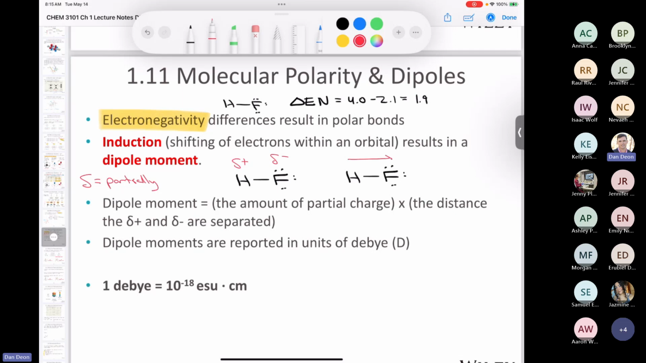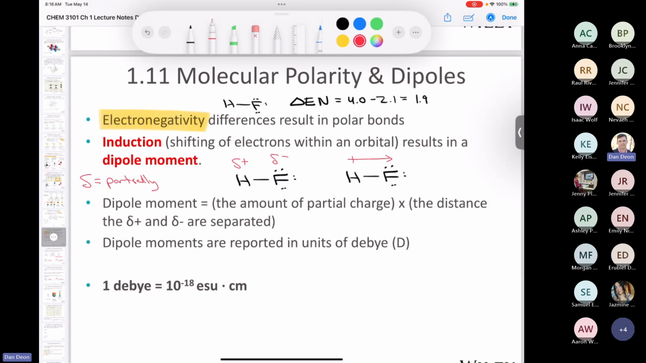We draw an arrow like this, and then we put a little cross down by the side of the atom that is less electronegative, okay? Now that is what we call a vector. And vectors are very handy because they can help us determine the overall dipole of a molecule. So what we call a dipole moment can be calculated.